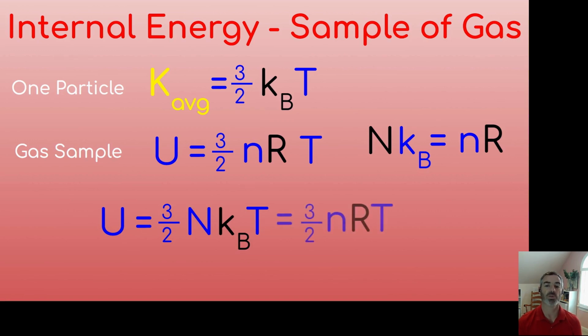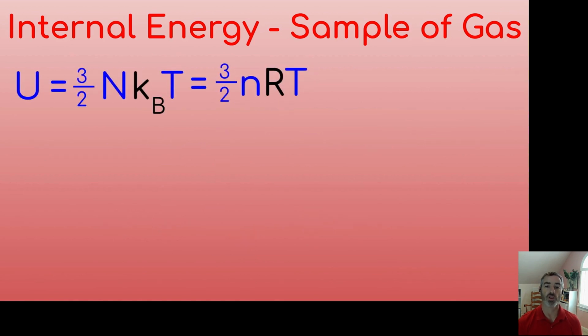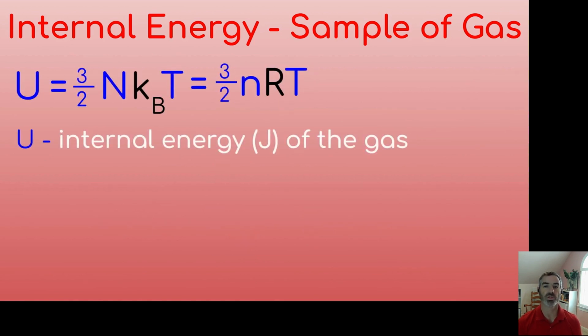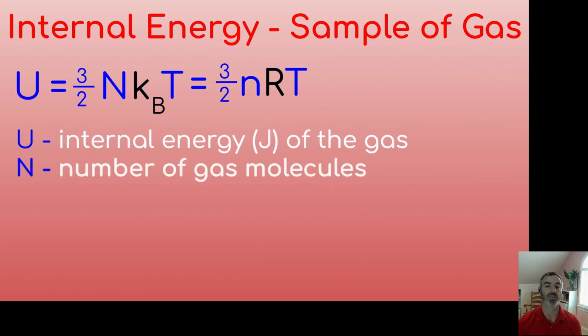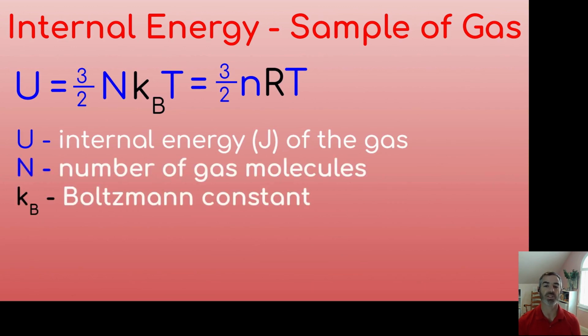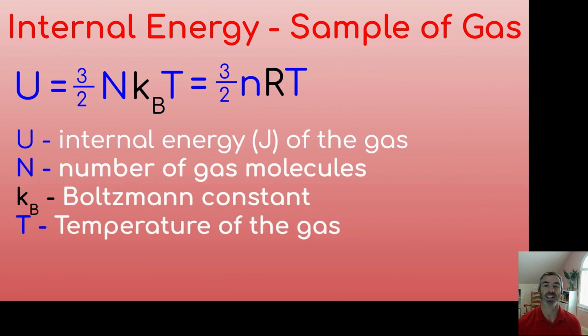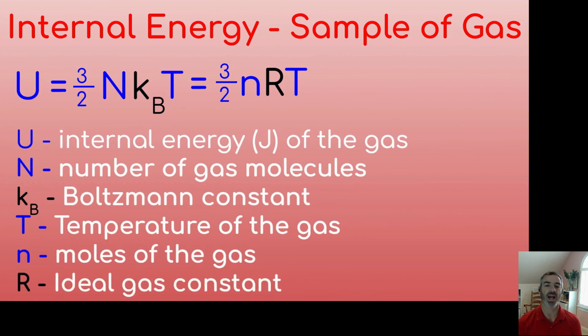So both of these can be used to calculate the total internal energy of a gas, where U is the internal energy measured in joules, and capital N is the number of gas molecules. kB is the Boltzmann constant. T is the temperature of the gas, and that's in Kelvin. Lowercase n is the number of moles of the gas, and R is the ideal gas law constant.